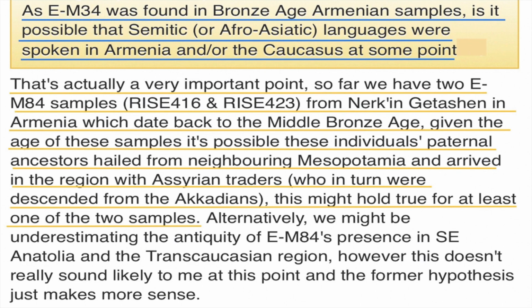That's actually a very important point. So far, we have two E-M34 samples, RISE 416 and RISE 423, from Nerkin Getashen in Armenia, which date back to the Middle Bronze Age. Given the age of these samples, it's possible these individuals' paternal ancestors hailed from neighboring Mesopotamia and arrived in the region with Assyrian traders, who in turn were descendants from the Akkadians. This might hold true for at least one of the two samples.